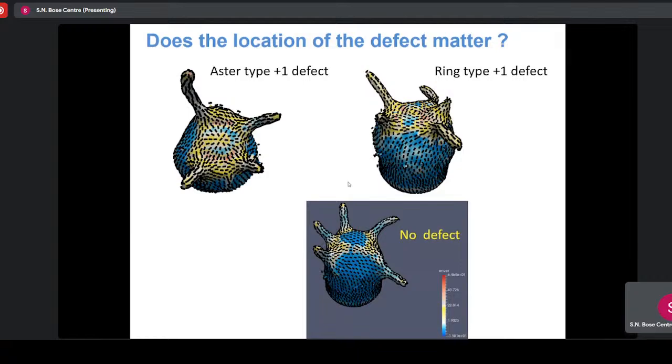In fact, there are two types of +1 defects possible: these aster-like or these polar types. Or you may have, in either of the cases, or even if you have no defect, still if the concentration of a certain chemical is high here, which in our language is C perpendicular, you will have tubes. So this +1 defect driving the whole process, we don't think that is physically tenable. Biologically there could be some reason, but it is not essential from a physics point of view.